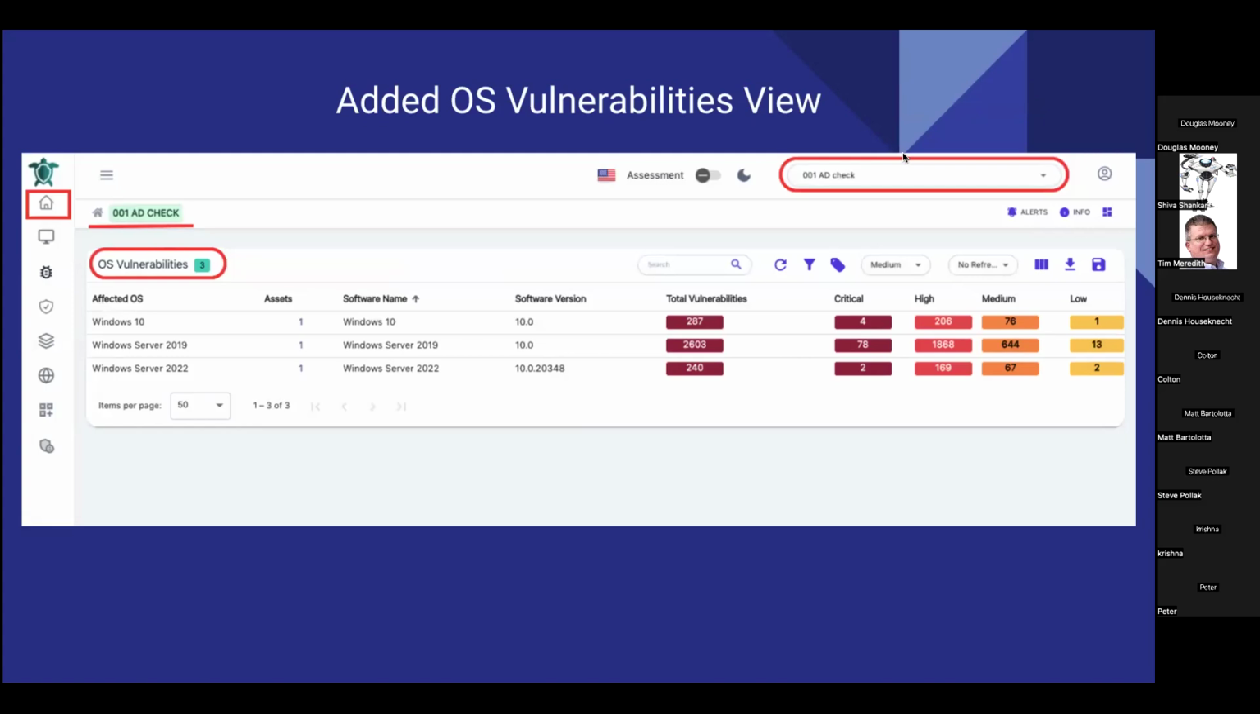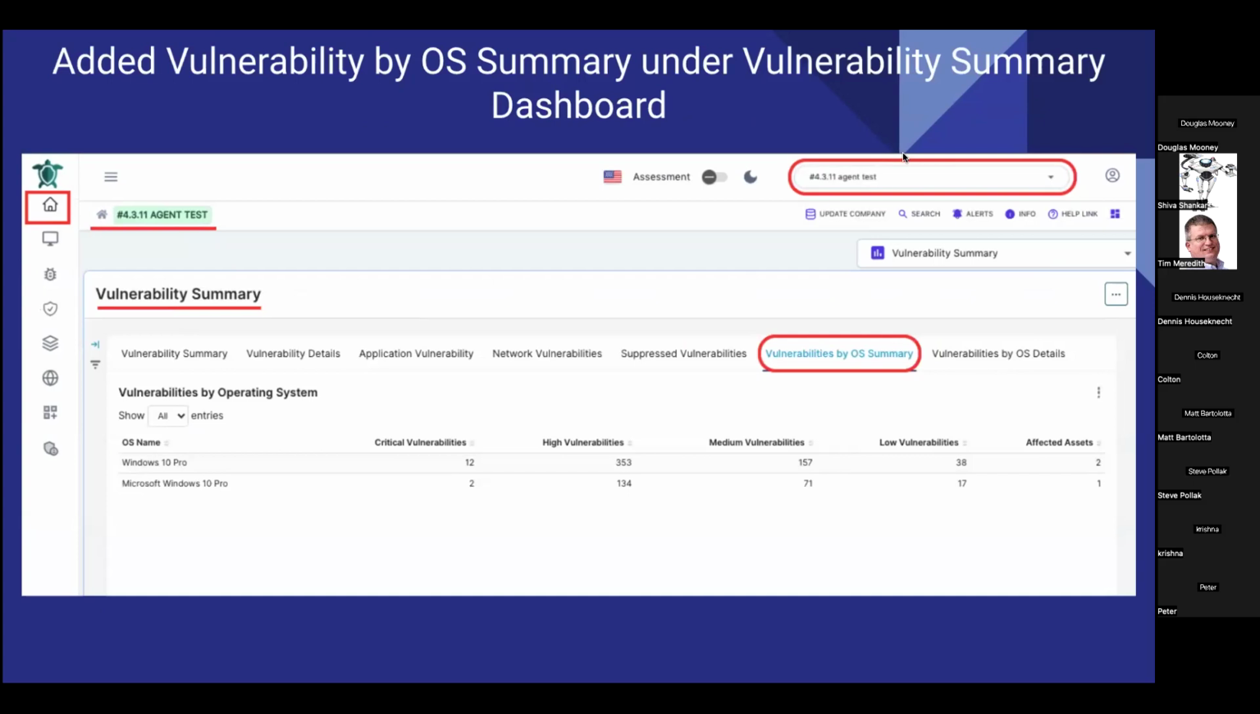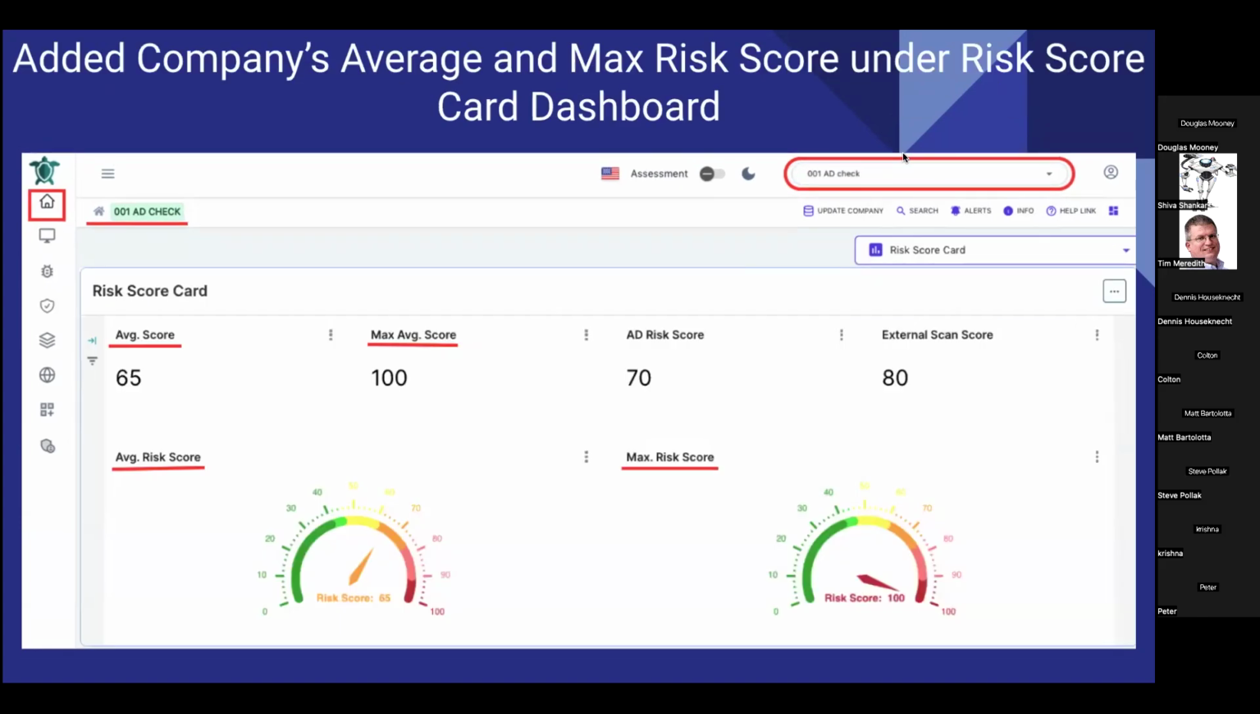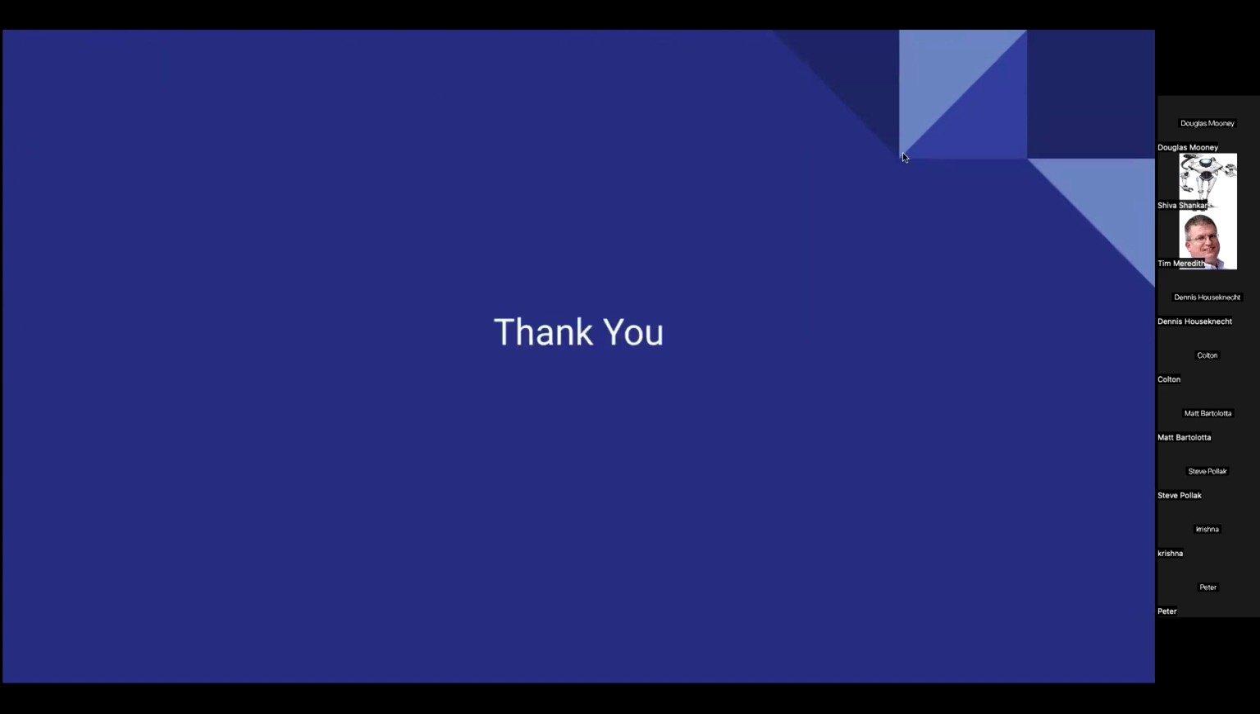So as a release update, the OS vulnerabilities are available for the companies. It's available now. The vulnerability and OS summary and the vulnerability summary dashboard is available, waiting for release in the QA. The companies' average and max score under the metrics view is also waiting for release in the QA, and will be released soon. The companies' average and max risk score on the risk score card on the dashboard is also waiting for release.